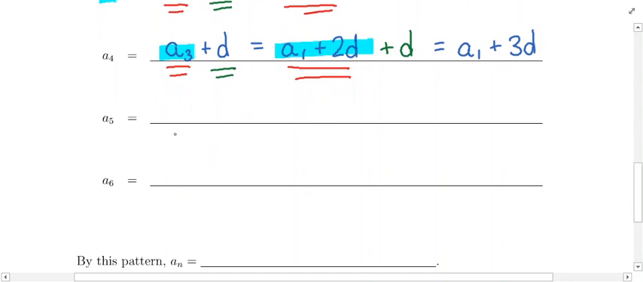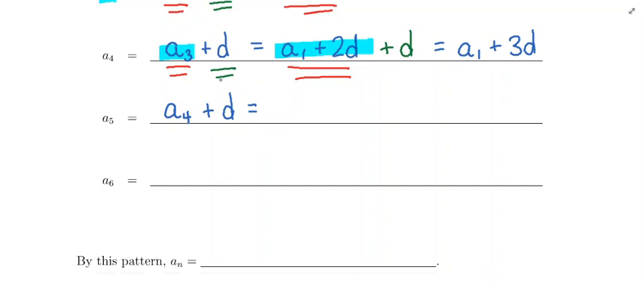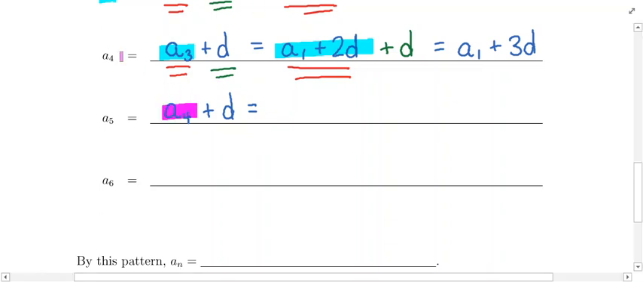Moving on to A5. To get the fifth term in the sequence, we need to take the previous term, which is A4, and add the common difference. This will give us a way to get A5. Remember, every time you're dealing with an arithmetic sequence, to get a term, you just need to take the term that came before it and add the common difference. So let's do what we've been doing. We already know a formula for A4. It's the same thing as A1 plus 3D. So we're going to make that substitution.